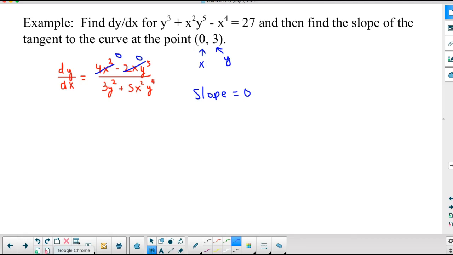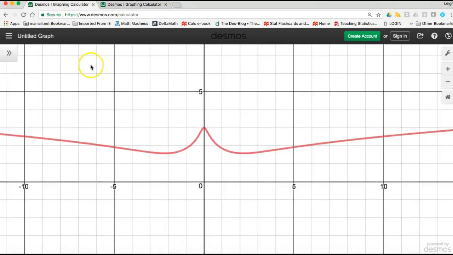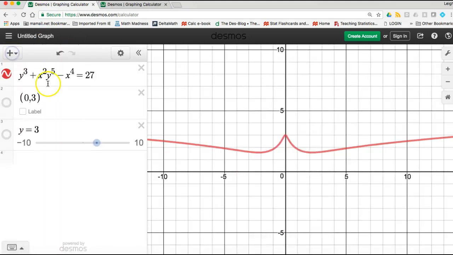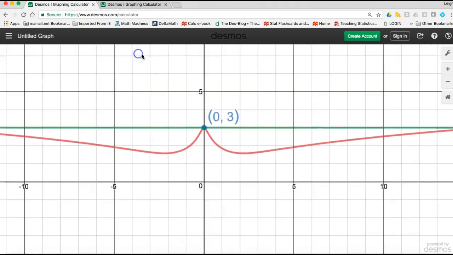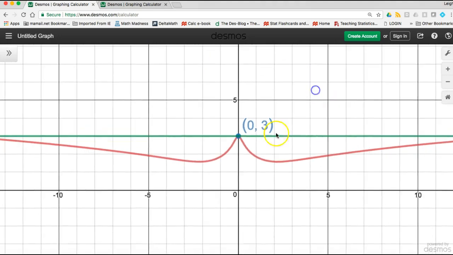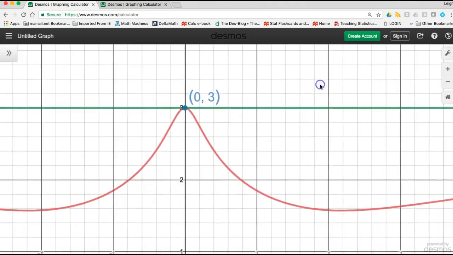Let's just confirm this by taking a look at this equation in Desmos. So here we can see I've entered the equation in Desmos, and here's the point (0, 3), and you can see that we in fact do have a horizontal tangent at the point (0, 3). The slope of the tangent line there is 0. And this is not sharp and pointy. There actually is a derivative that's defined at that point.